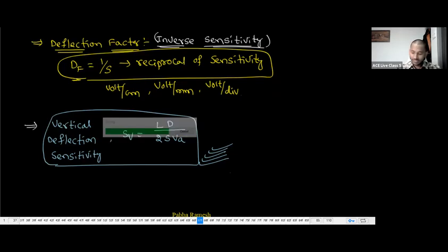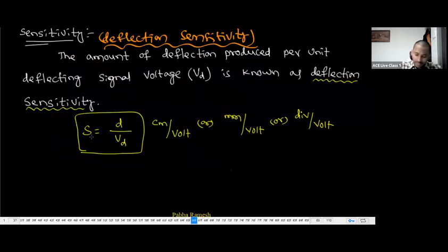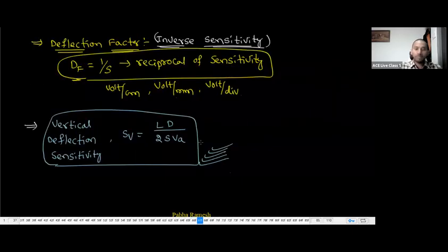S is separation. Here, S means separation only. Otherwise, you can write this as SV also. This is the normal formula, and this is the plates-based formula. S means separation only.